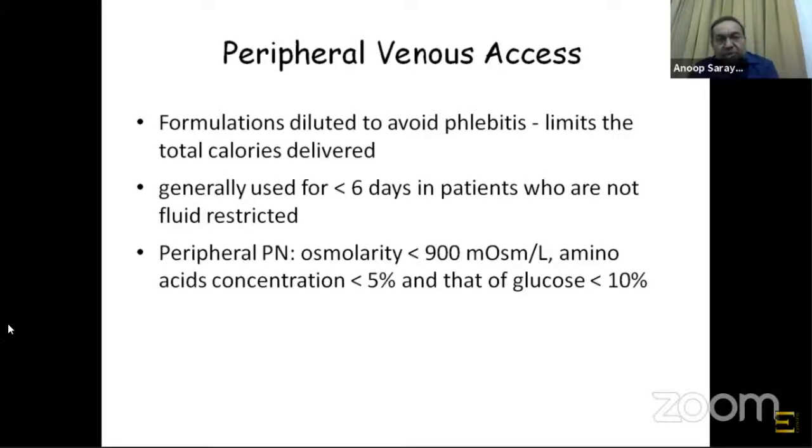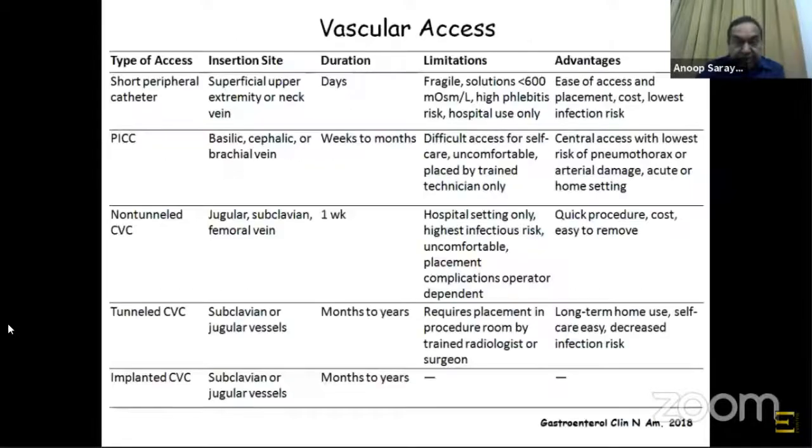The formulation is diluted to avoid phlebitis and limit the total calories delivered, generally used for 6 days in patients who are not fluid restricted. I am talking about peripheral access. In peripheral parenteral nutrition, osmolality is less than 900 milliosmol per liter, amino acid concentration is less than 5%, and that of glucose is less than 10%.